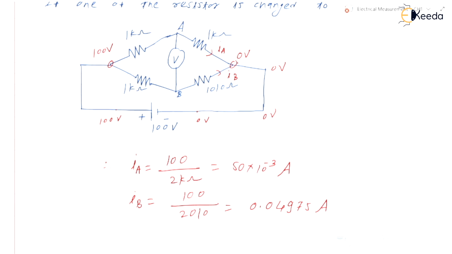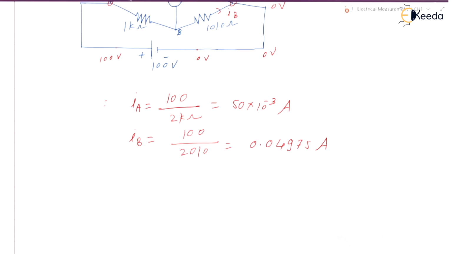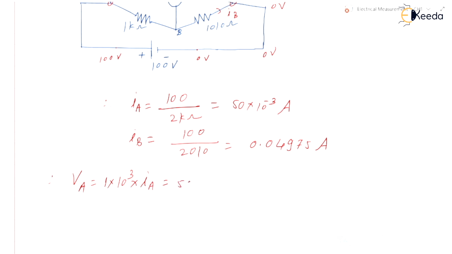Now if this potential is 0 volt, can we find VA? Yes, we can find VA. The potential at point A, that is VA, is equal to 1k, that is 1 into 10 to the power 3, into IA. So it is equal to 50 into 10 to the power minus 3 into 1 into 10 to the power 3. So it is equal to 50 volt.